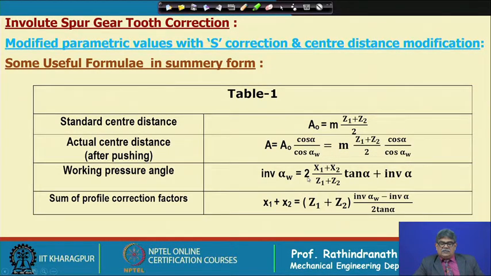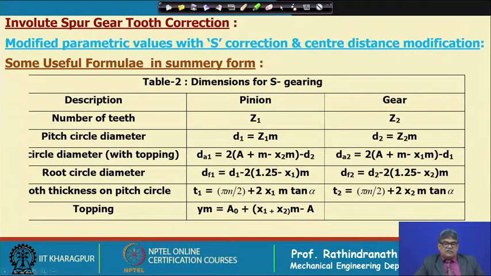Look at this, this is 2 into the correction factor of gear 1 plus correction factor of gear 2, divided by teeth number of gear 1 plus teeth number of gear 2, into tan of standard pressure angle, plus involute of the standard pressure angle. Sum of profile correction therefore can be written in this form. Okay. So, this is one set of formula.